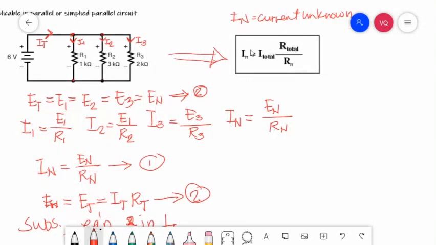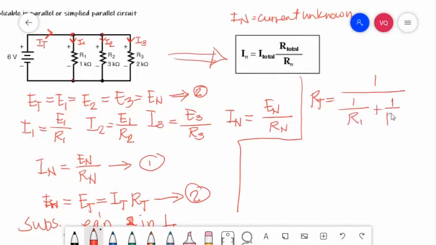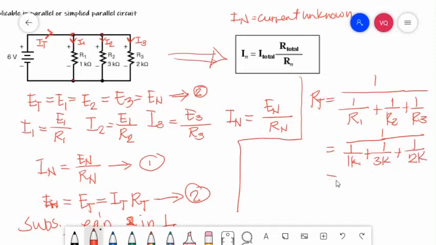So first, we will solve the total resistance. Total resistance for a parallel circuit is equal to 1 over the quantity 1 over R1 plus 1 over R2 plus 1 over R3. Equal to 1 over the quantity 1 over 1K plus 1 over 3K plus 1 over 2K. RT is equal to 545.45 ohms.